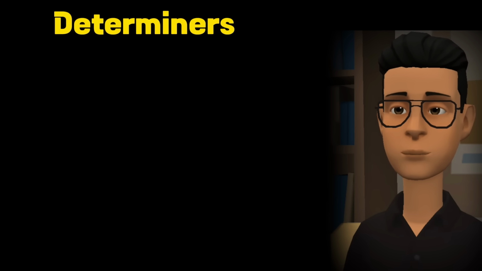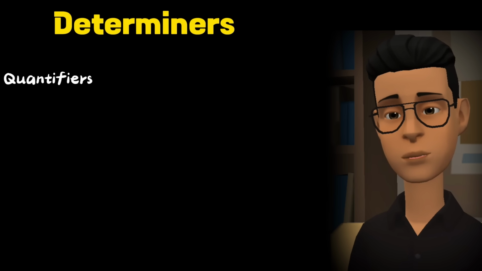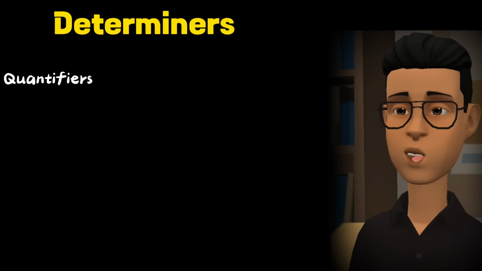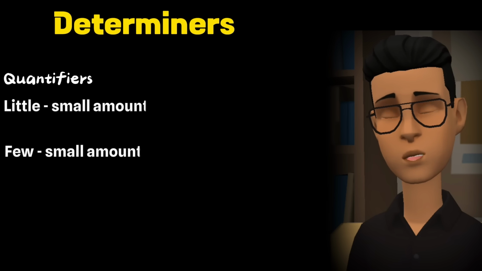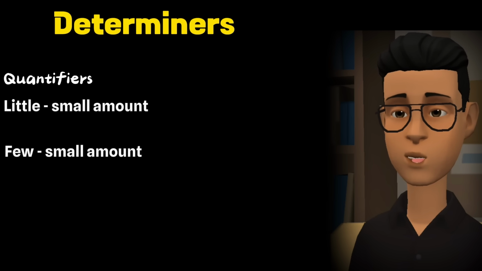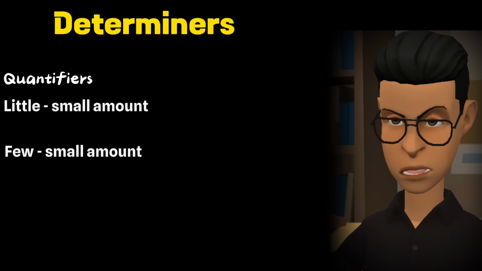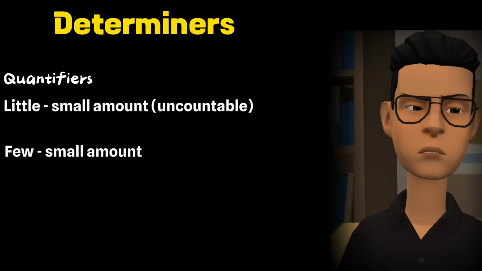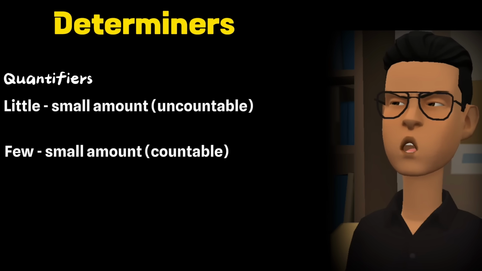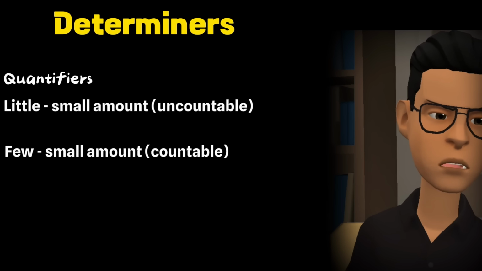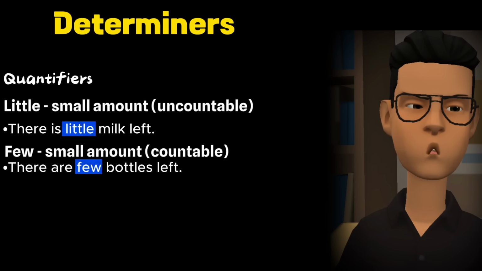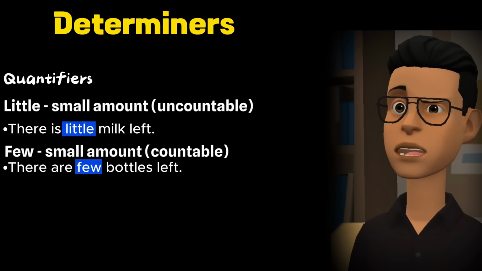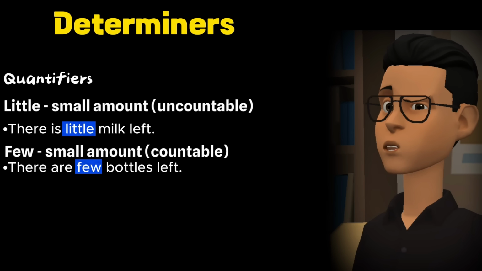The last one, quantifiers. As the name suggests, they tell about the quantity of the noun. Little and few. Both are used to refer to a small amount. The difference is that little is used before uncountable nouns, while few is used for countable nouns. For example, there is little milk left. And there are few bottles left. You cannot count milk, but you can count bottles.